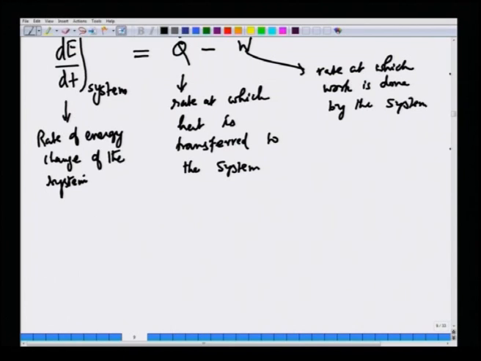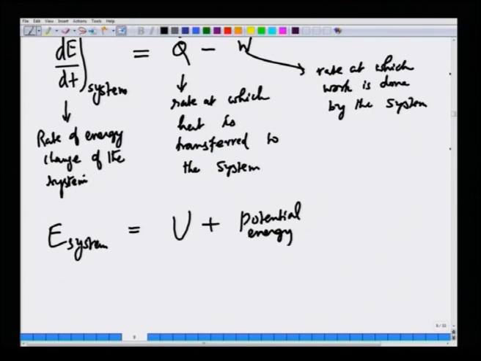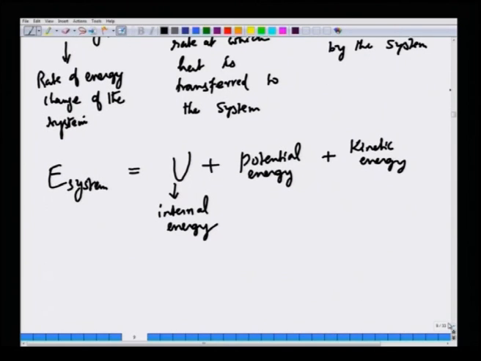Now, what is the energy of the system? The energy of the system, of course, comprises the internal energy plus macroscopic potential energy by virtue of its elevation with respect to a datum or a ground level, plus macroscopic kinetic energy. Now, we want to use Reynolds transport theorem to convert the rate of change of energy of the system to the rate of change of energy in the control volume.